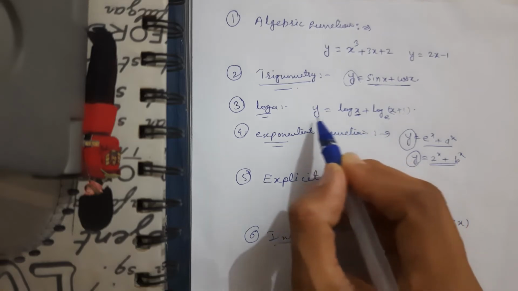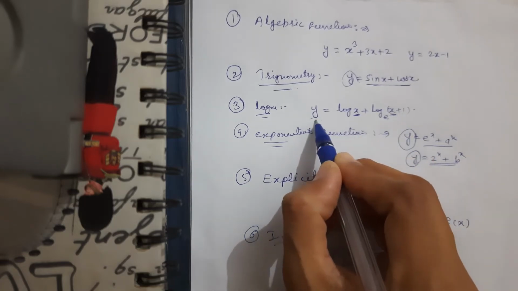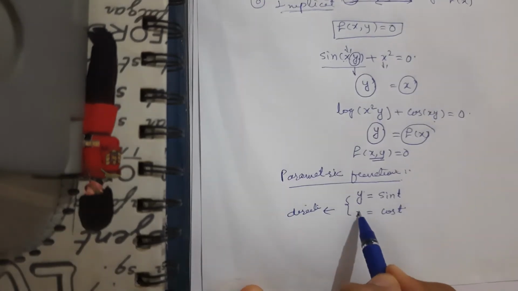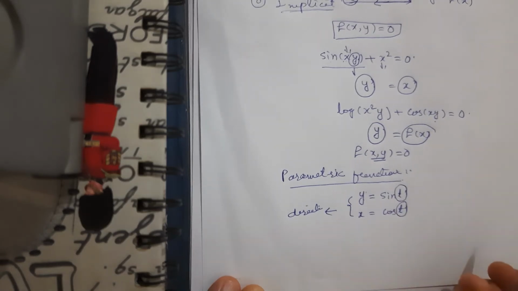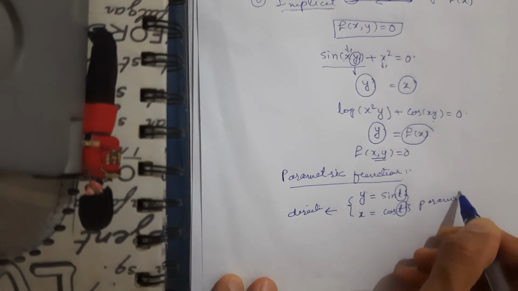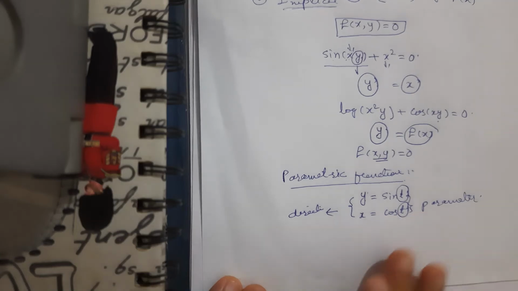If you want to change y, you just need to change the value of x. Whatever x you put, you will get the value of y directly. Here x and y are not directly connected. They are connected through another variable which is t. And this t is called the parameter. Okay, parameter. So this kind of function is called a parametric function.